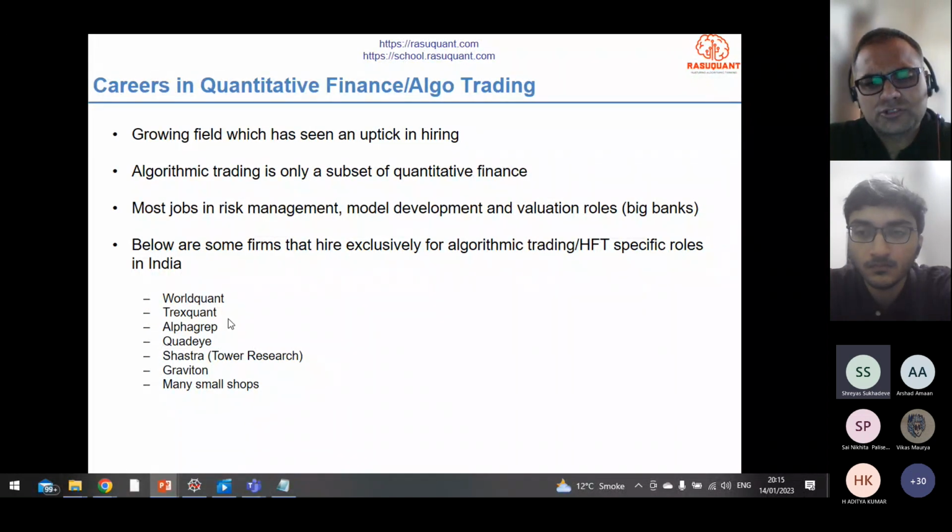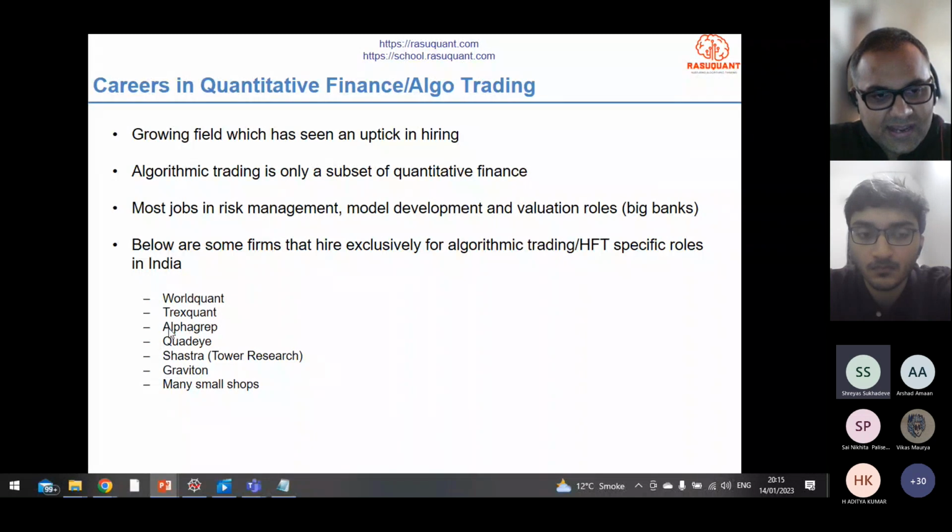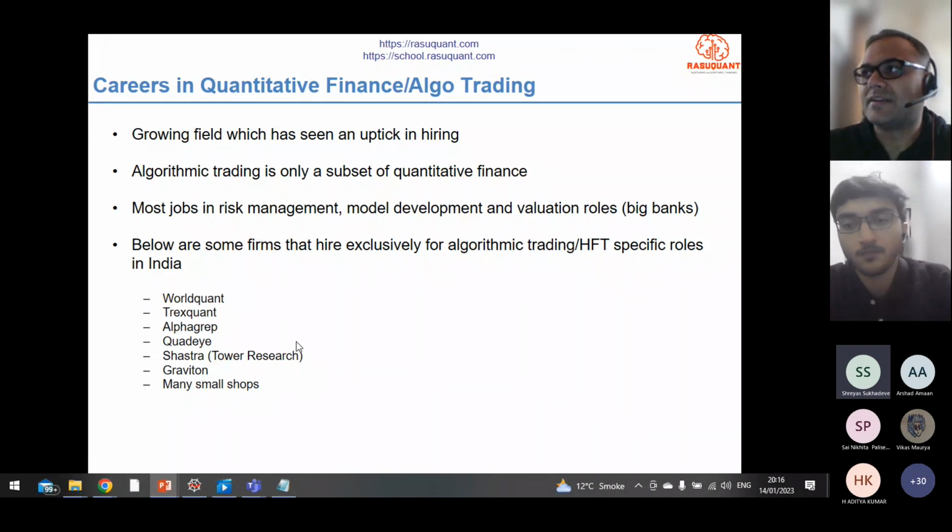So again, I think WorldQuant also had a program like this, but I think they have scrapped it. So WorldQuant, TrixQuant, these three are the big three in India for HFT: AlphaGrep, QuadEye, and Tower Research. So these three firms are the top firms. They do all these kinds of freaky algorithms like order book management and execution speed and things like that.